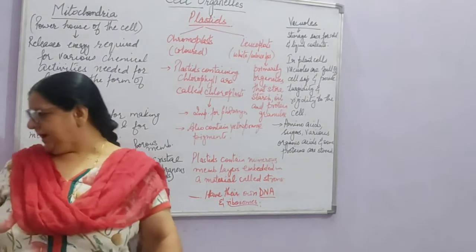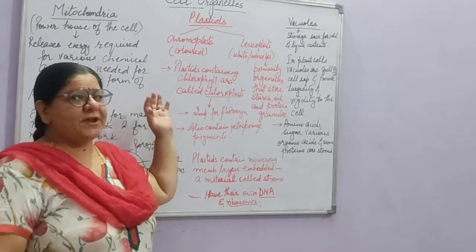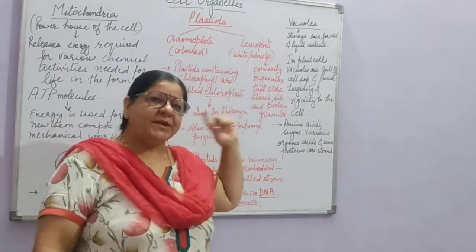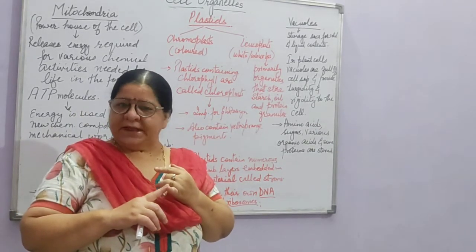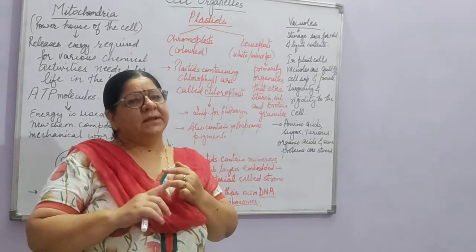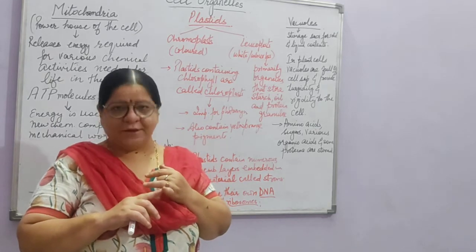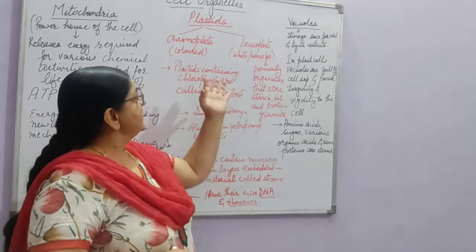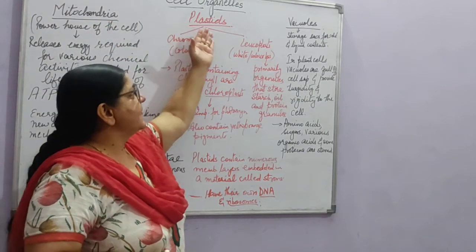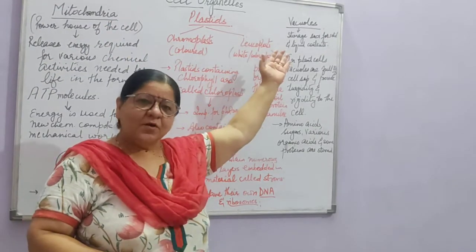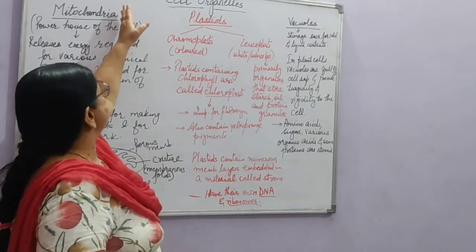Everyone. Today we are going to do the rest of the organelles. The first three you did in the first video, that is the endoplasmic reticulum. Then we did the Golgi apparatus and the lysosomes. So now in this video we are going to do mitochondria, plastids and vacuoles. Right? Now the first one, that is mitochondria.